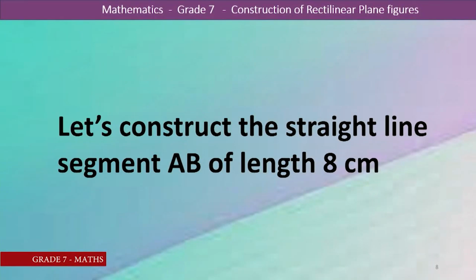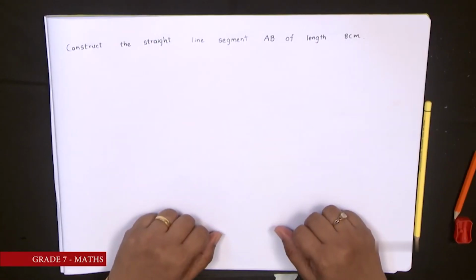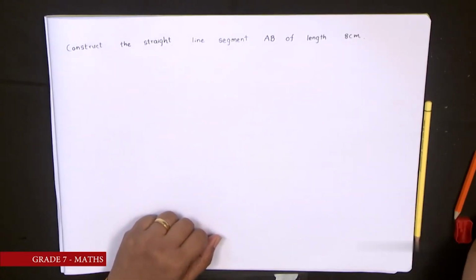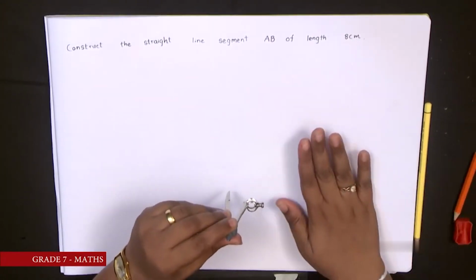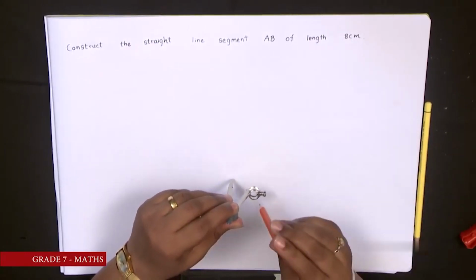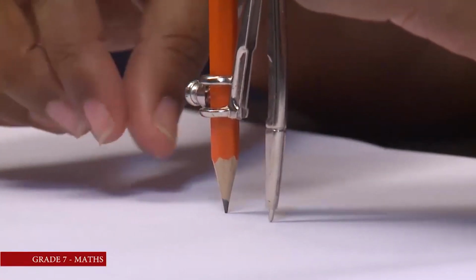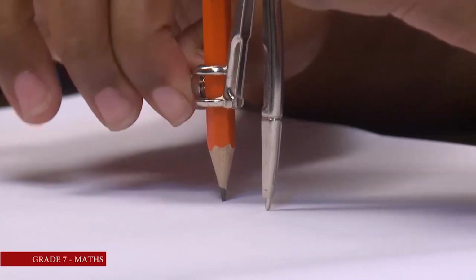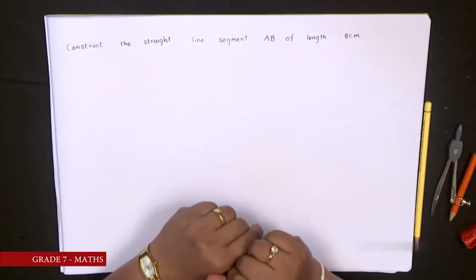Right. Now, we are going to construct the straight line segment AB of length 8 centimeters. Now, we will do the construction. Before that, we have to fix our pencil properly to your pair of compasses. There, you have to choose a flat surface. You have to place both the tip of the pair of compasses and the pencil on the same flat surface. Then, you have to fix the pencil properly. Right. Now, we are ready to do the construction.